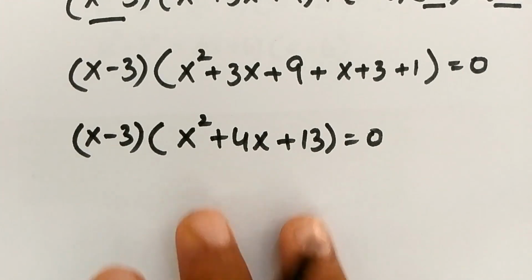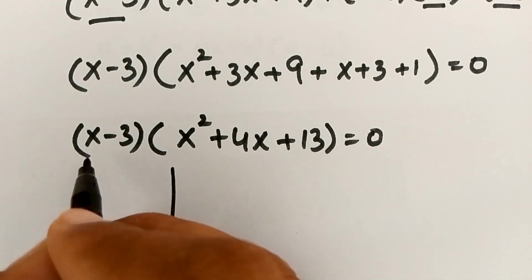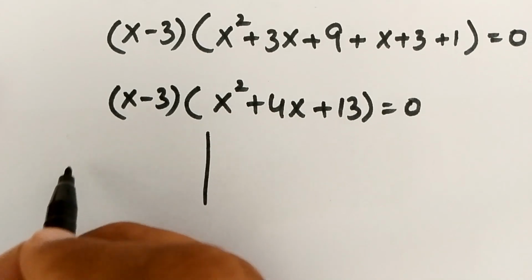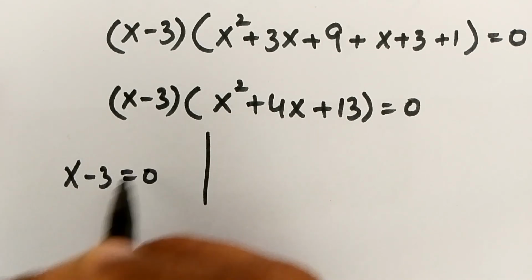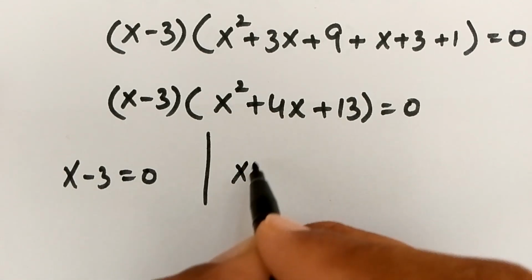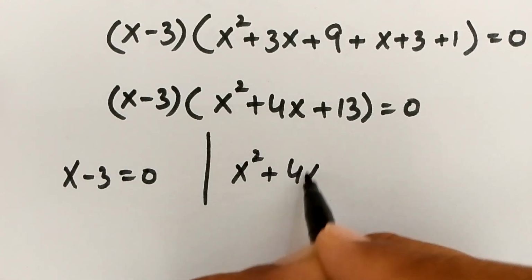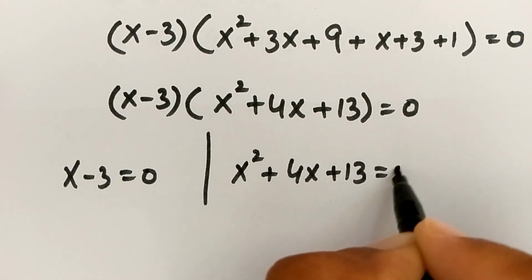Now to solve this, here we obtain two cases. The case number first is x minus 3 is equal to 0. And here the case number second is x square plus 4x plus 13 is equal to 0.